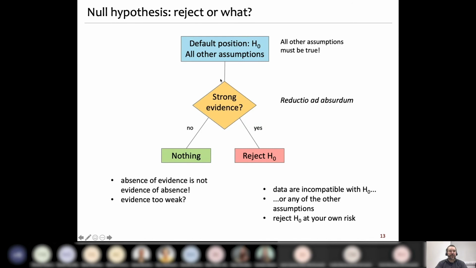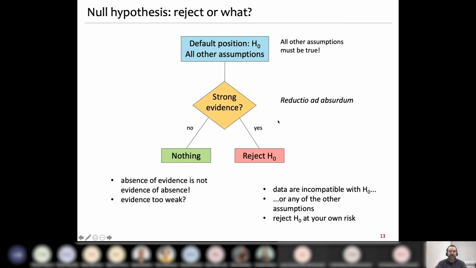And when you look for strong evidence against this, and if there is not enough strong evidence, well, there is no result. First of all, absence of evidence is not evidence of absence. So you can't prove a null hypothesis. You can't say, we proved that there is no difference, that there is no effect. Perhaps evidence is too weak. Perhaps your experiment is underpowered. There is really nothing you can tell.